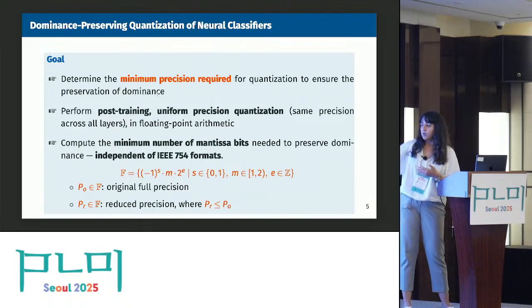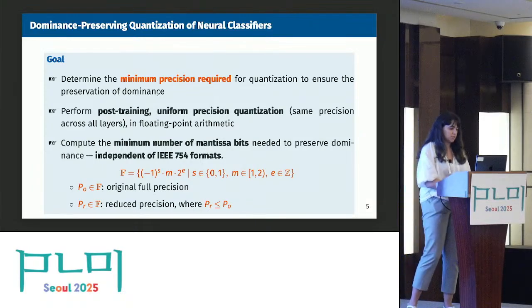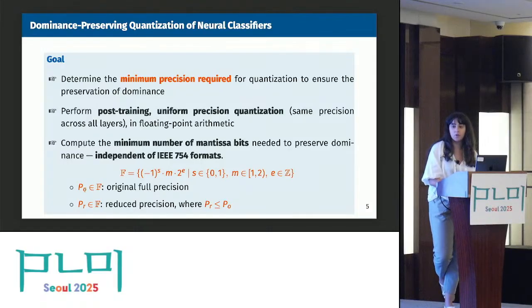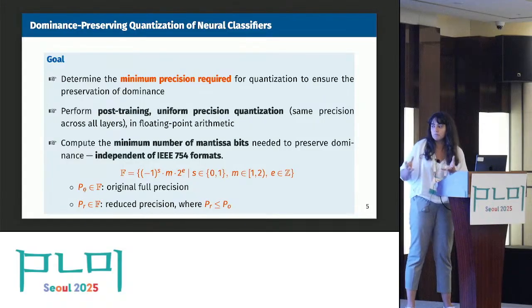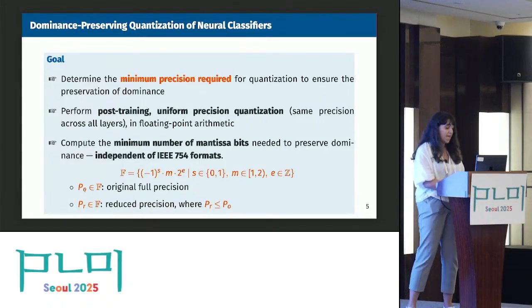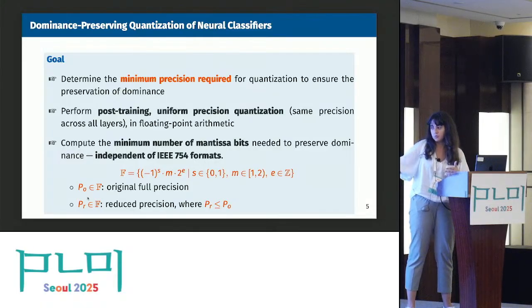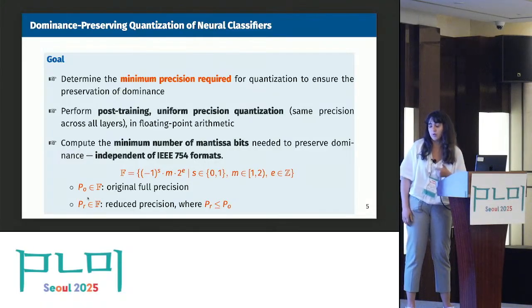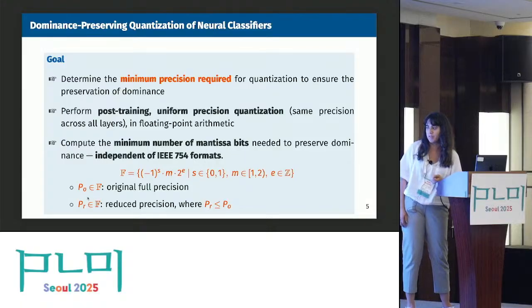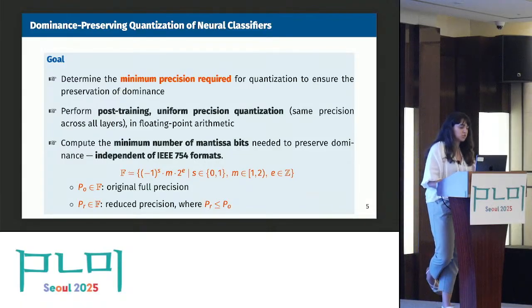From now on, we will introduce two types of precision. The original precision, which we denote PO, is the original full precision for which the neural network has been trained. And what we want to compute is PR, for reduced precision, which is the unknown that we want to compute with our method. Of course, the two precisions are in F, where F is the set of all floating point numbers.